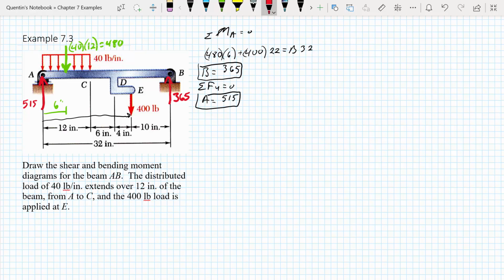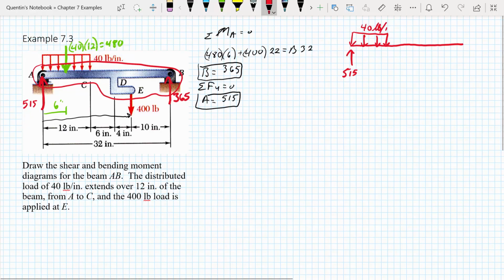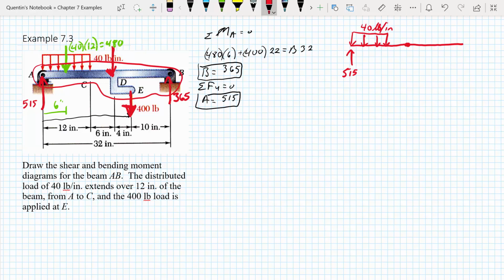What I need is to replace this whole thing with a single beam, and I need this beam to look like this. I'm going to have a force here of 515. I have a distributed load across a section of it, which is 40 pounds per inch. And the key here is I'm going to move this force over here. I need to replace this force with an equivalent force-couple system at this point right here.